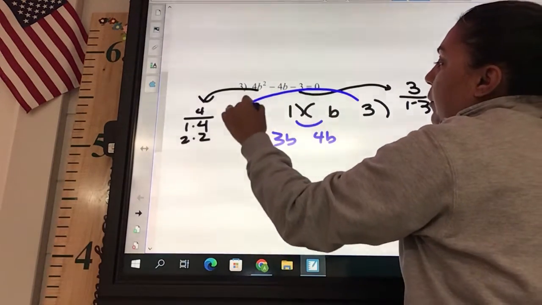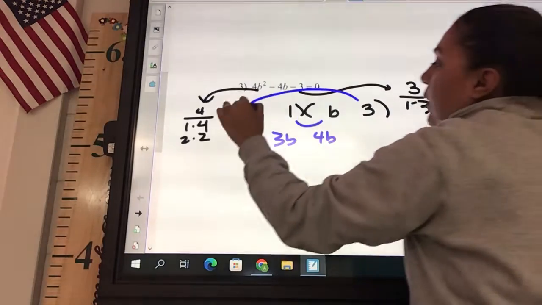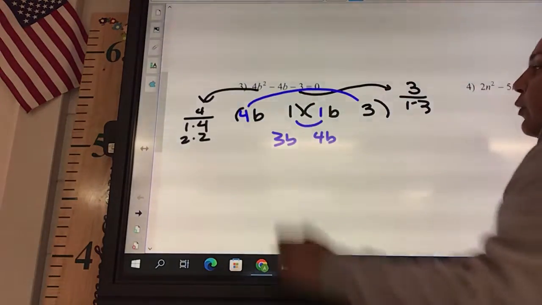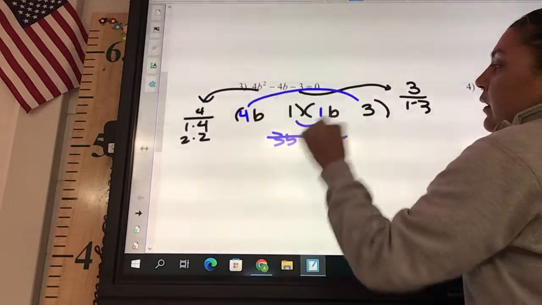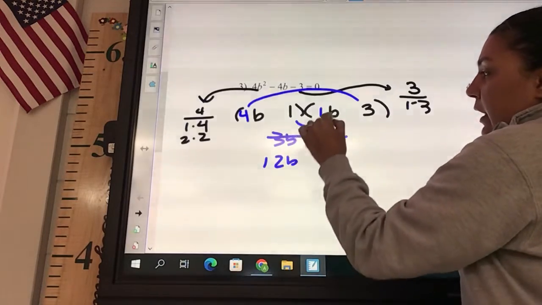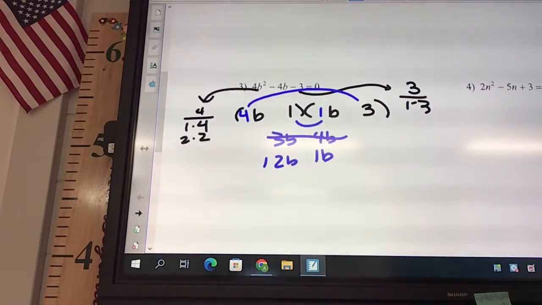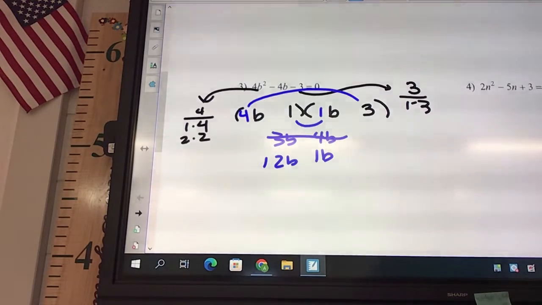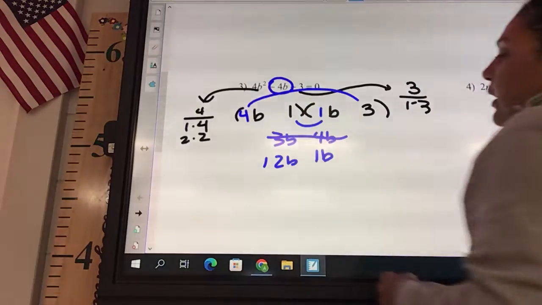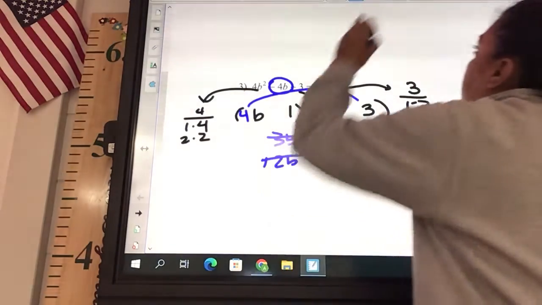Since this one has so many, I would switch this 1 and 4. So try it this way. Put 4, then 1. We'll check the outer. It's going to be 12B, and the inner is going to be 1B. Is 12 and 1 ever going to give me a 4? I'm trying to get to this 4 here in the middle. No, it's not.